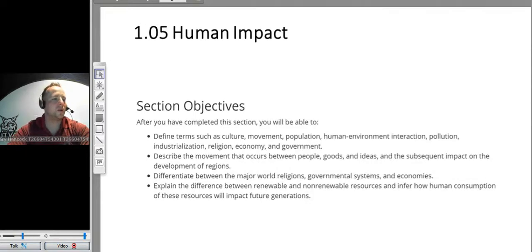Okay, so starting with 1.05, human impact, our objectives that we're going to go over: we're going to define terms such as culture, movement, population, and human-environment interaction, describe the movement that occurs between people, goods, and ideas, differentiate between the world religions, government systems, and economies, and explain the difference between renewable and non-renewable energy.